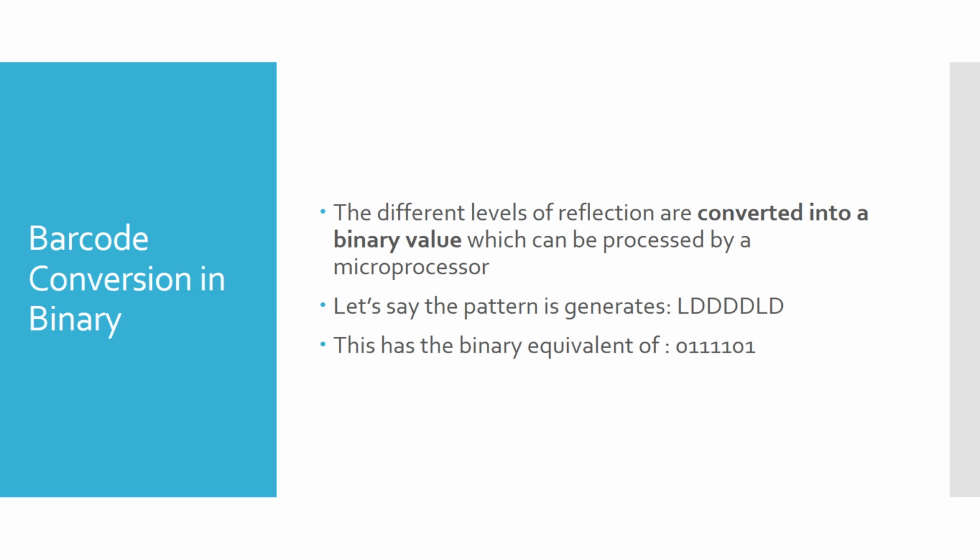So the different levels of reflection are converted into binary values. The reflected values will be converted into L, D, D, D, L, L, meaning light, dark, dark, dark, and light. And then L is represented as 0, D is represented as 1, D is represented as 1, and so on. In this way, the barcode is converted into its binary equivalent, right?